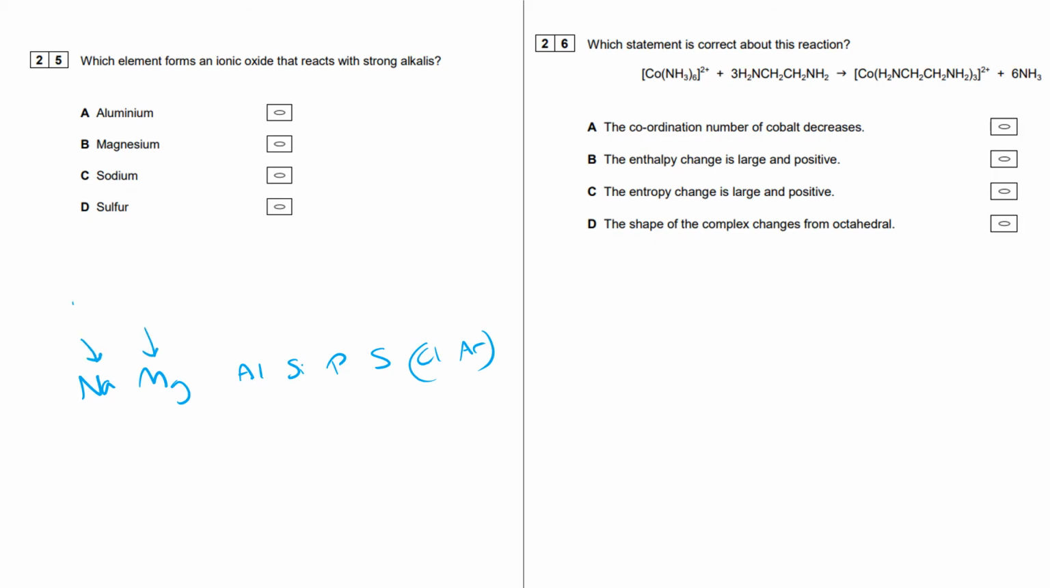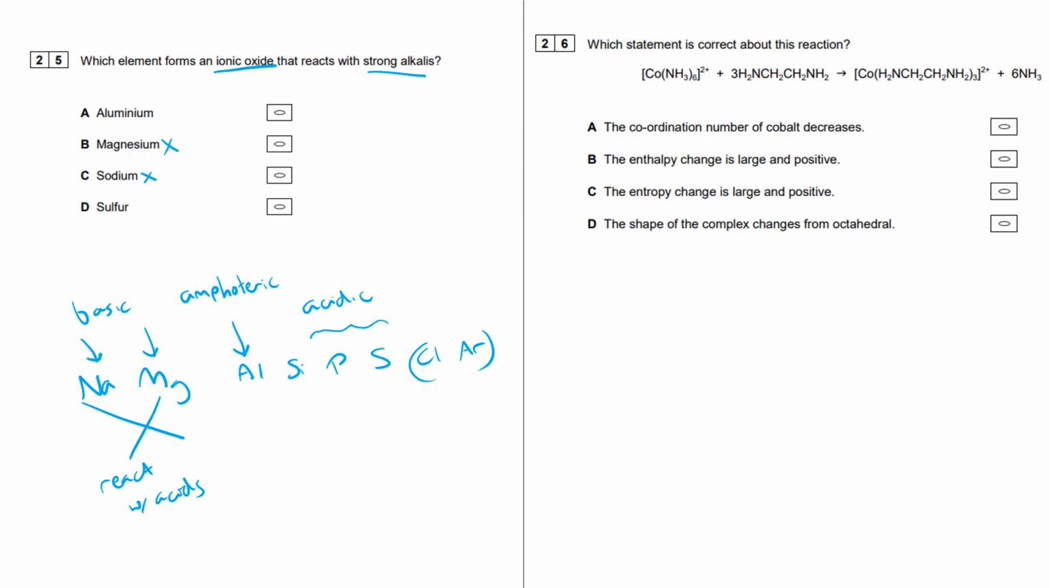Sodium and magnesium oxide are basic. Your non-metal oxides are acidic. And aluminium oxide is amphoteric. It will react as both an acid and a base. So which one is an ionic oxide that reacts with strong alkalis? Well, that rules out sodium oxide and magnesium oxide because they're basic. So they will react with acids, even though they're ionic.